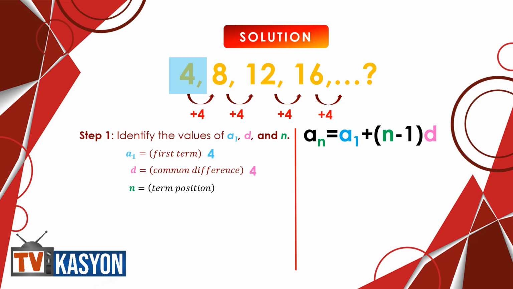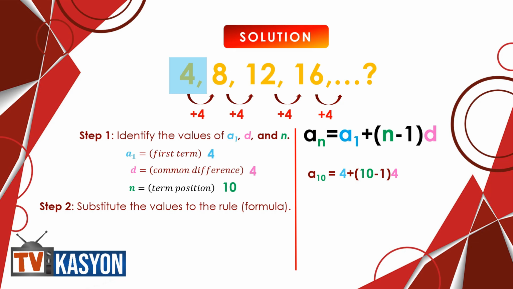N denotes the term position of numbers in an arithmetic sequence. And since we are looking for the value of the 10th term of the given sequence, then the value of n is 10. Step 2. Substitute the values of a sub 1, d, and n to the rule, or shall I say, the formula. Then solve. Using the formula a sub n equals a sub 1 plus the quantity of n minus 1 times d, substitute 10 to n, 4 to a sub 1, and 4 to d.